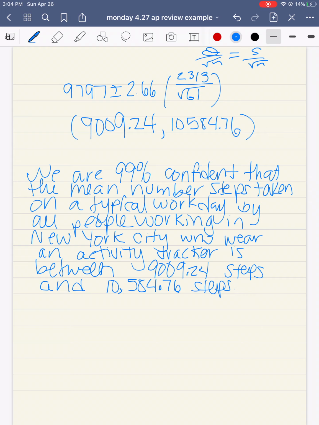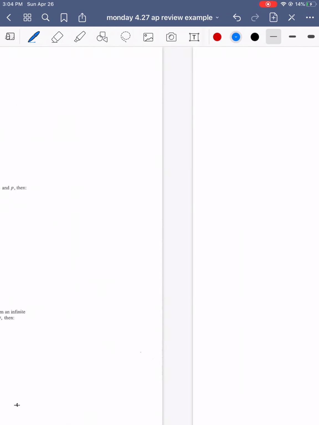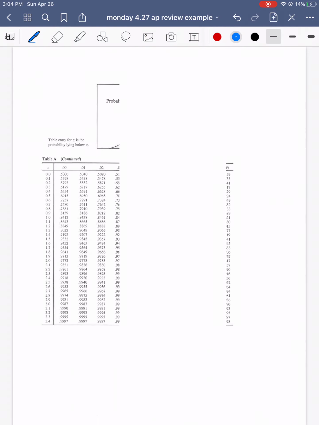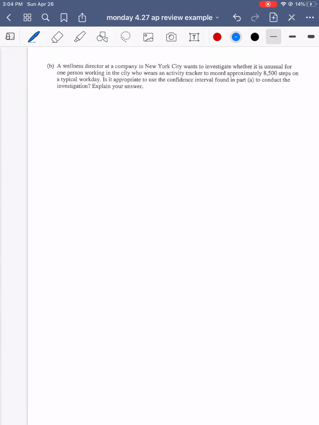All right, so there is a part B to this. And part B kind of goes one step further from the interpretation. So it says a wellness director at a company in New York City wants to investigate whether it's unusual for one person working in the city who wears an activity tracker to record approximately 8,500 steps on a typical workday. Is it appropriate to use the confidence interval found in Part A to conduct the investigation? Explain your answer.